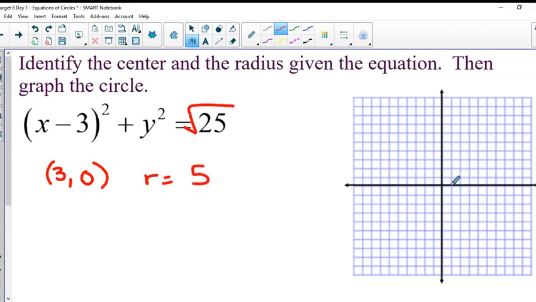Step 1 for graphing, plot your center. So our center is 3, 0, which means we're going to be right on that x-axis because we're not moving up or down anywhere. From there, we're going to count 1, 2, 3, 4, 5, put a point. Then the same in each of the other directions, 5 units each, putting a point each time. Last but not least, do the best you can. Draw that circle, try to connect all of those points all the way around, and there you go.